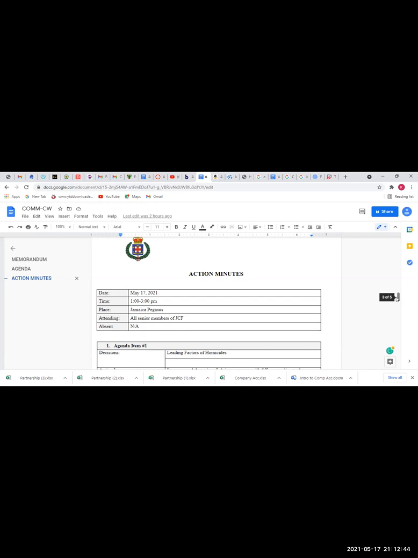So just ensure that in business settings, you have to write the correct name for posterity. So even though we know it now, 100 years down the line, they might be looking at it as a historical record and they don't know what is Jamaica Pegasus. All right, so scroll down for me.